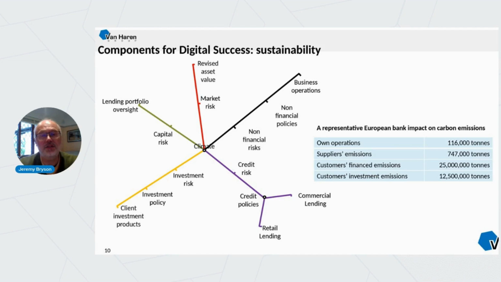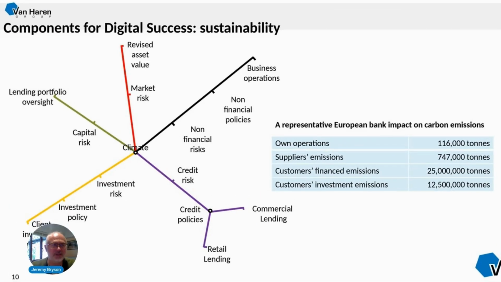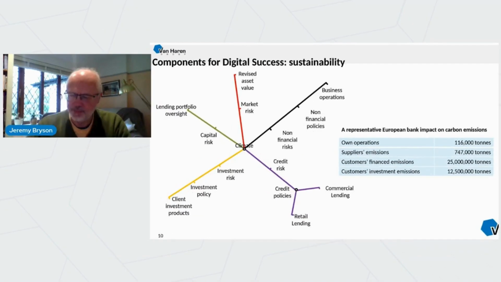And it's worth looking at this because the table on the right shows a typical European bank. And we can see the carbon emissions in terms of tons per year. This is a couple of years old, but it's indicative of what's going on. You've got the own operations, which are quite substantial in this case, and the suppliers' operations, and those are typically outsourced data centers, outsourced printing operations, that type of thing. But the real impact is in the funding of our customers and the emissions that they fund.